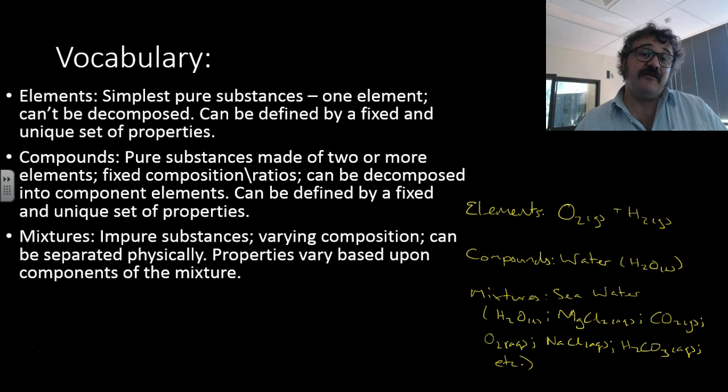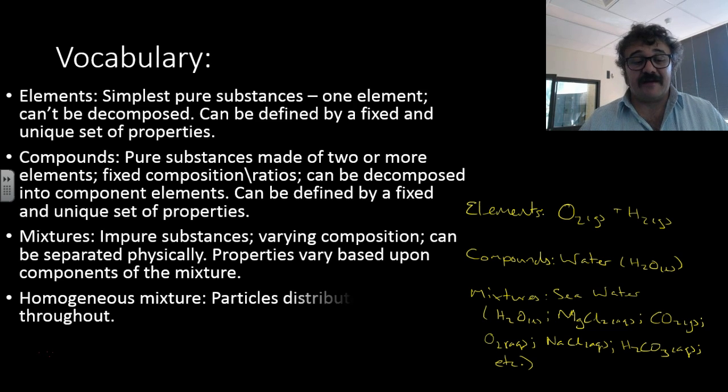Mixtures, on the other hand, are impure substances. So they can have varied properties, depending on what the composition of it is. They can vary in composition as well. And they can be separated with physical techniques, whereas compounds can only be separated by chemical techniques.